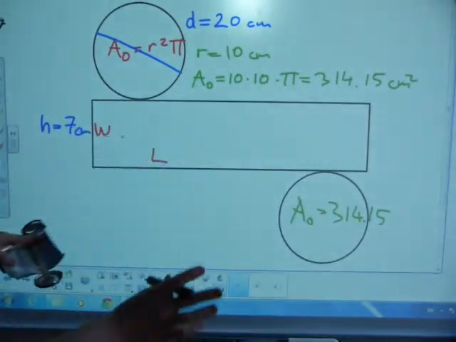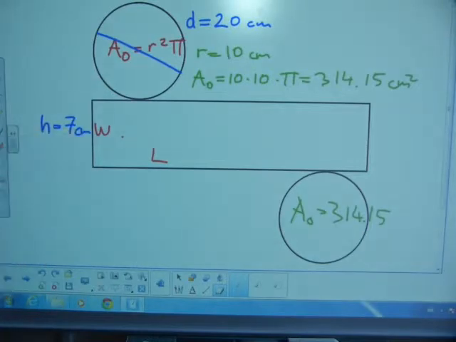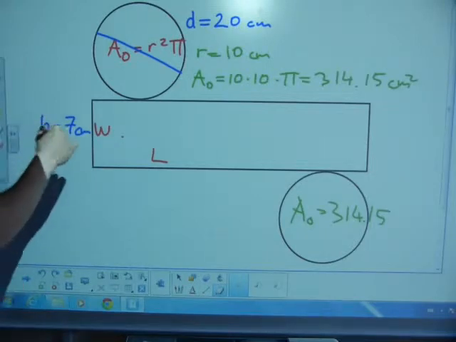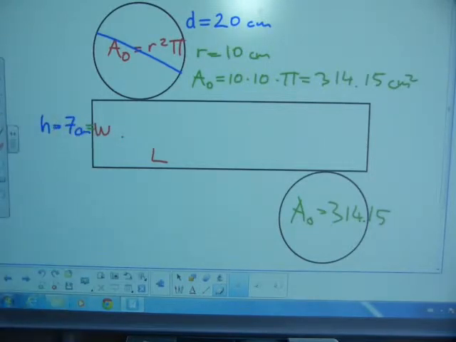Is that making sense? I hope it does. That's why I wrote it there. It wasn't coincidence that the height, I wrote it next to the width, because the height is the same as the width. Okay, the height of the cylinder is becoming the width of this rectangle. It just becomes magic, okay?